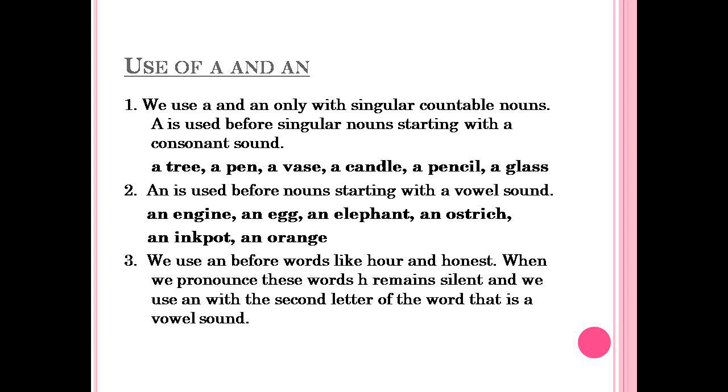Rule 3. We use "an" before words like "hour" and "honest". When we pronounce these words, H remains silent and we use "an" with the word whose first sound is a vowel sound. Suppose we say, "The train was half an hour late," right?